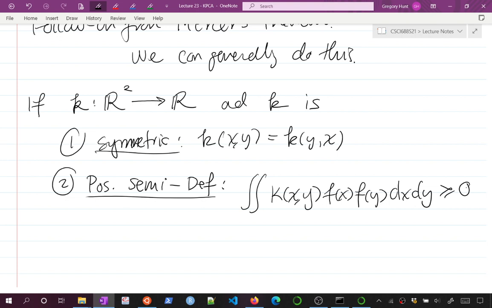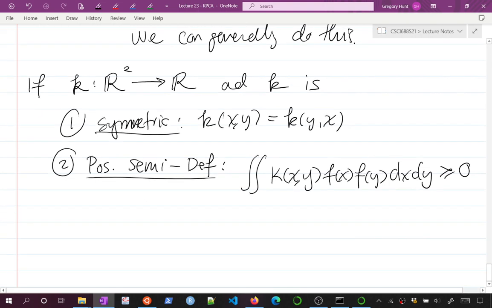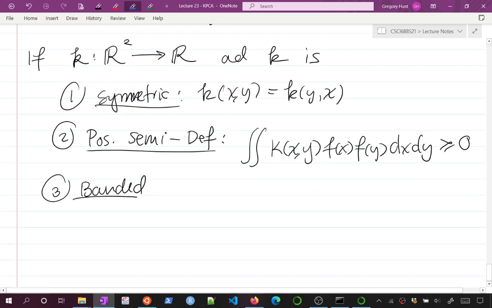I'm not going to, it's kind of a technical condition. Basically it means it's somehow nice, and it has to be bounded. So it can't be infinite anywhere. It has to be well enough behaved. So a function that satisfies these conditions is called a symmetric positive semi-definite kernel function.